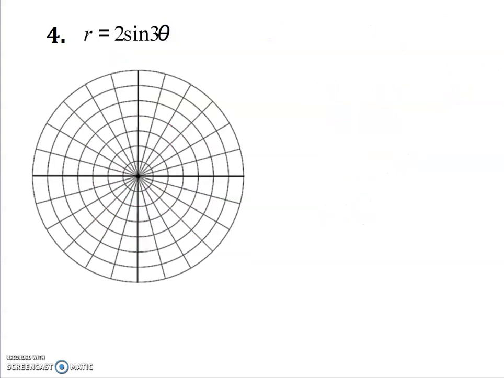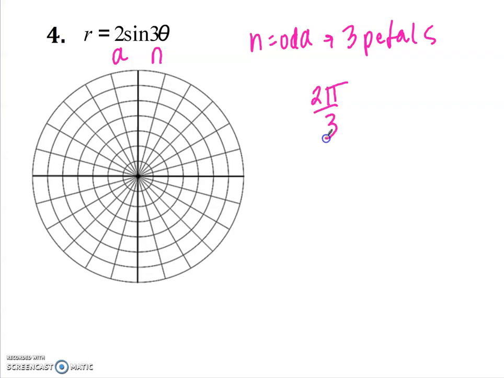Okay, here we go with number 4. We've got 2 sine 3 theta. So my A is 2, my N is 3, so N is odd. So that means I have 3 petals. Okay, 3 petals, right? And they're going to be spaced 2 pi over 3 apart. And you're like, ooh, I don't know what that is. Okay, let's make this 12. So they're going to be spaced 8 pi over 12 apart.